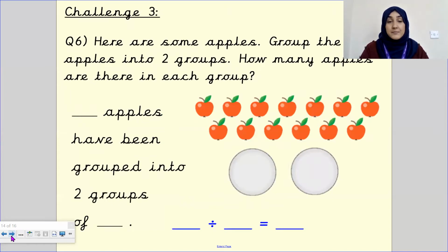Okay, question number 6. So for this question, if you are completing challenge 3, then you need to do 2 things here. So here are some apples. Now you need to create 2 groups with these apples, okay? So the groups have already their plates there for you. So first you need to count the total amount of apples. Then you need to put them into 2 groups. And then you need to write how many apples are in each group. Also completing the number sentence. Okay, once you've completed that, let's move on to the extension.